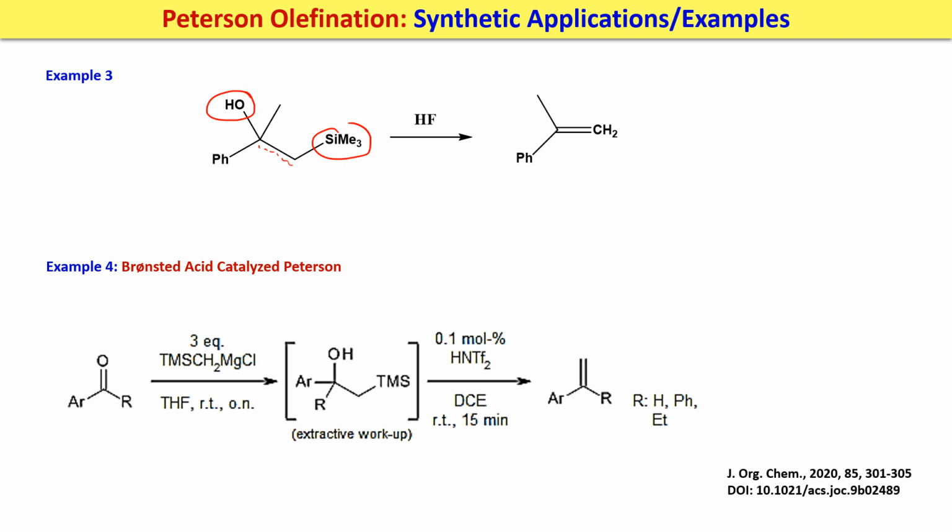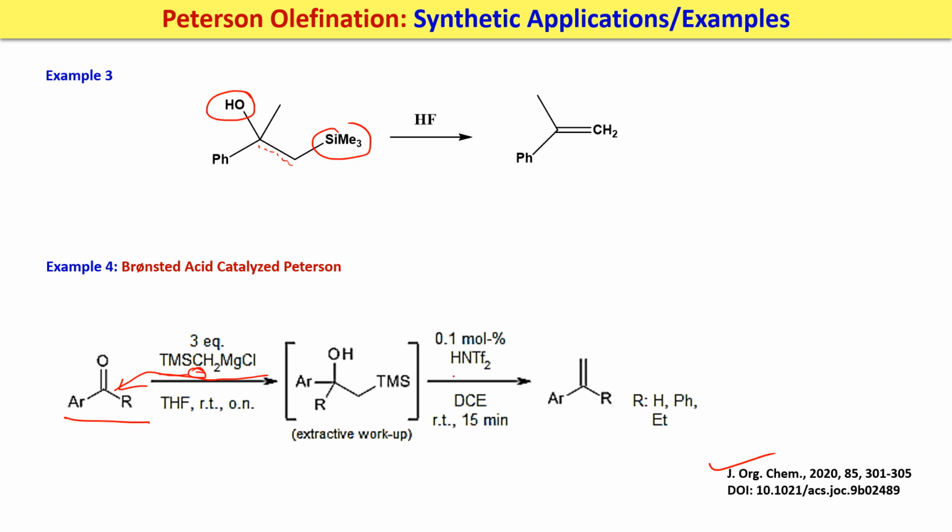Next example is taken from this reference, as you can see, and here ArCOR, that means we have a carbonyl compound. First we have to prepare this beta hydroxysilane, and then we will see the actual elimination step. Here we have the compound TMSCH2MgCl, trimethylsilyl CH2MgCl. So there will be carbanion type of nature in this carbon, and this carbanion will attack here, and we are getting this intermediate beta hydroxysilane compound.